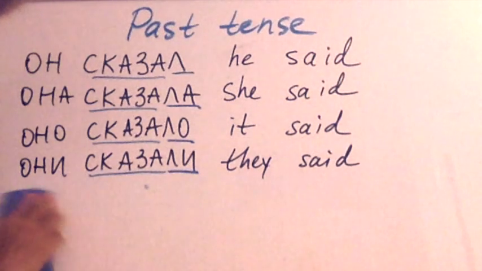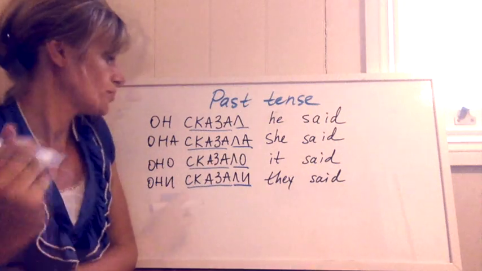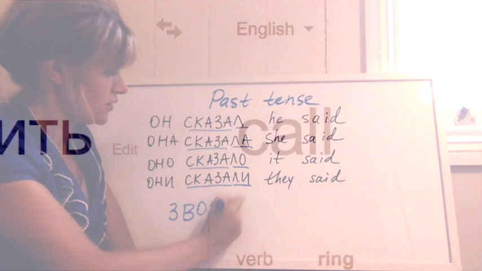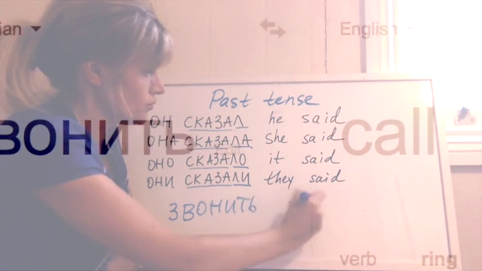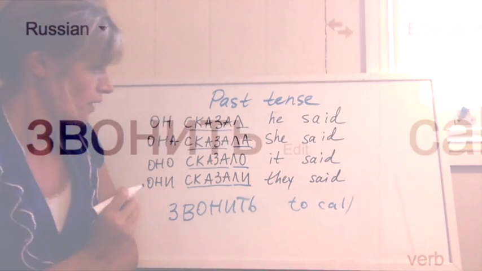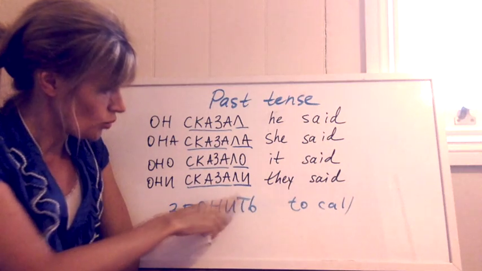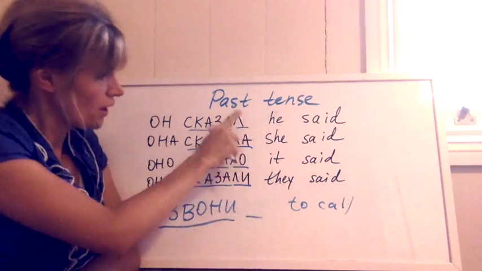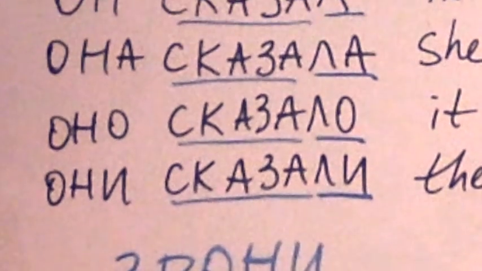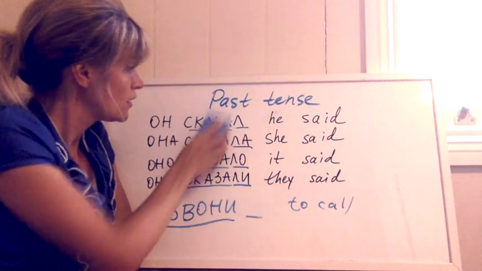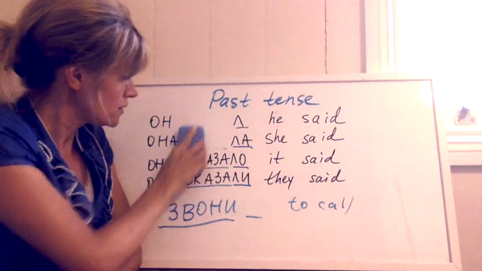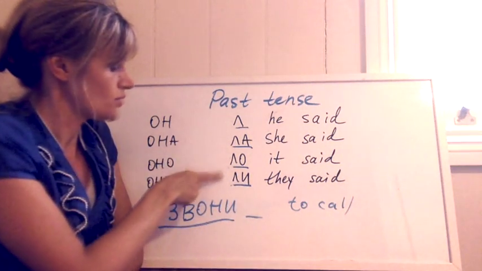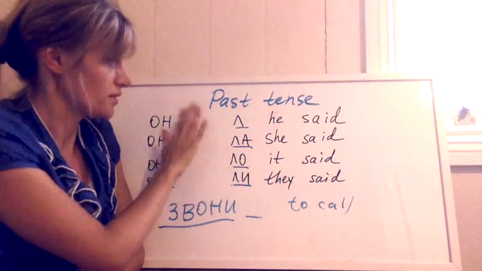Let's take another verb, like for example, звонить. Звонить. To call in English. So what we should do here, we need to get rid of the ending, take the stem, and then put endings on top. Let's do that. Let's take away this verb. We're gonna leave the endings though, because they're gonna work with every verb exactly the same.